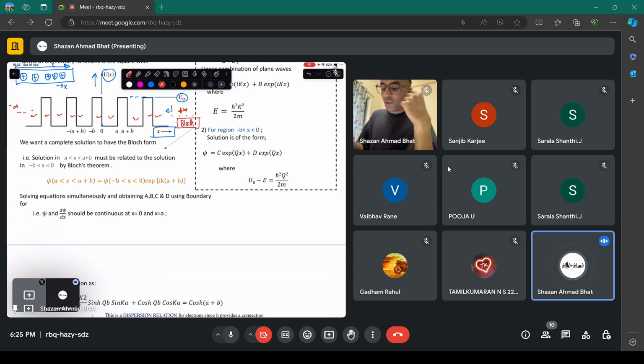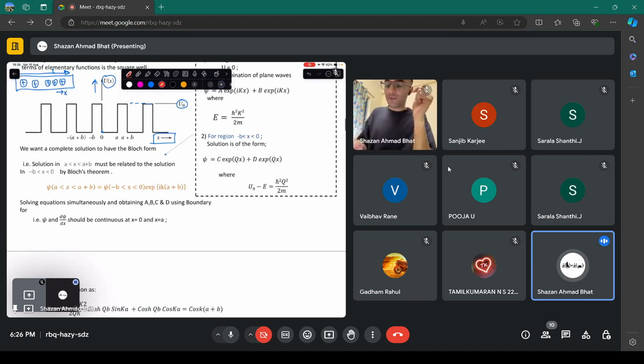Because of the Bloch theorem, the problem gets simplified because we don't need to solve the Schrodinger equation in the entire crystal. We just need to solve it in here, and we know what the wave function will be here and here and here and so on and so forth because of Bloch's theorem.